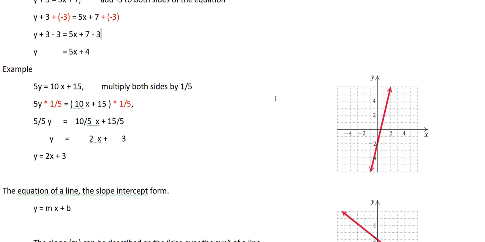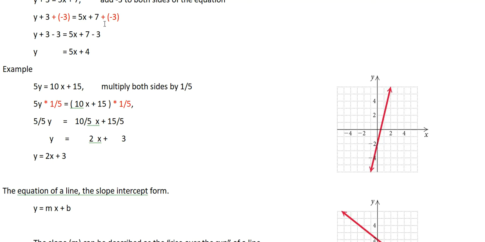Here's a second example. We're going to use the multiplication principle here. We're starting with an equation that is 5y equals 10x plus 15. We're going to multiply both sides by 1/5, a fraction, 1 over 5. So 5y times 1/5. Notice here that I've used the asterisk. If you have done any computer programming, you know that it stands in for the multiplication sign. So 5y times 1/5, making multiplication explicit here, is equal to the quantity 10x plus 15, all enclosed in parentheses, times 1/5.